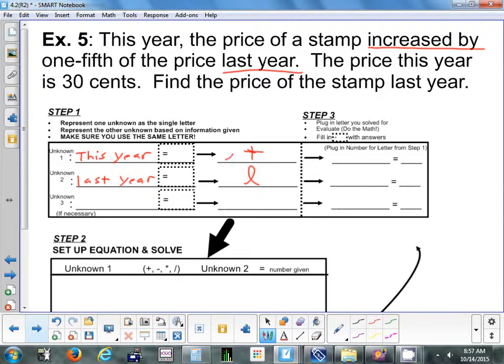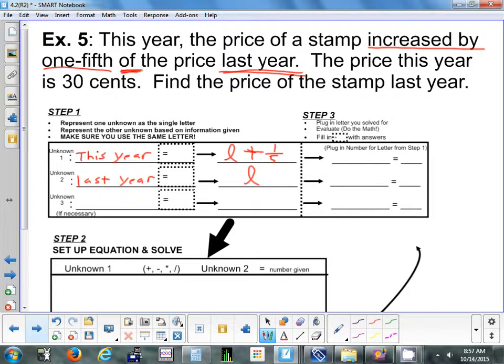L. Okay. So to get the price this year, you're going to take what it was before and you're going to add the increase. Okay, we're going to add something to it. And this first sentence tells us how much we're going to add. 1/5 of last year's price. So we're going to take last year's price and we're going to increase it by 1/5 of last year. Right? So we start with 1/5.